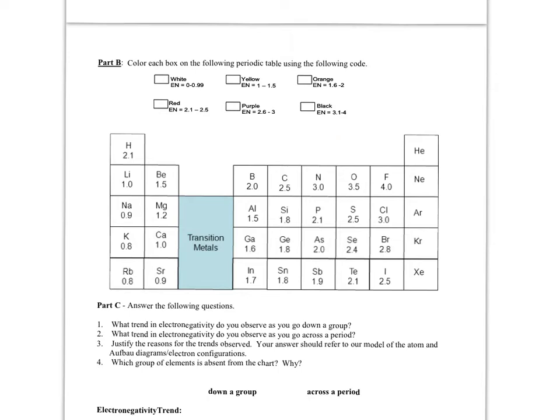So I'll give you a few minutes to get some colors, some crayons or some colored pencils, and go ahead and color your periodic table so we can see those trends. So stop the video, color it, and then when you're done, we can resume the video.